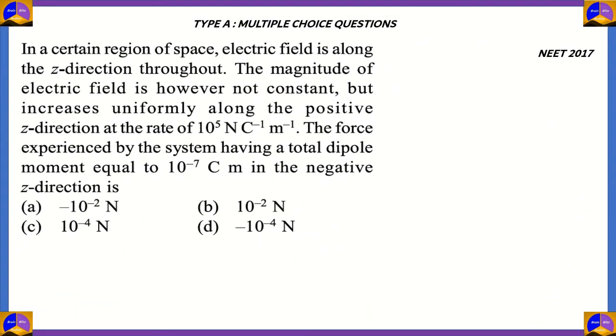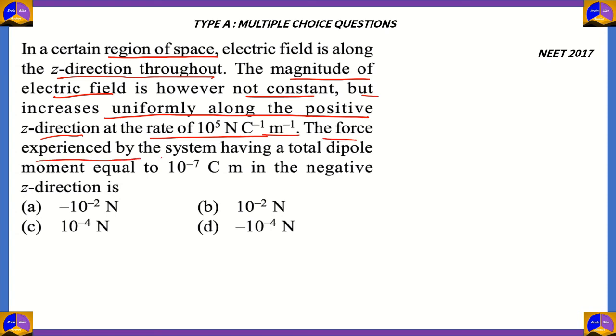Let's look at another question of 2017. In a certain region of space, the electric field is along the z direction throughout. The magnitude of the electric field is, however, not constant, but increases uniformly along the positive z direction at the rate of 10 raised to 5 newton per coulomb meter. You need to find out the force experienced by the system having a total dipole moment equal to 10 raised to minus 7 coulomb meter in the negative z direction.